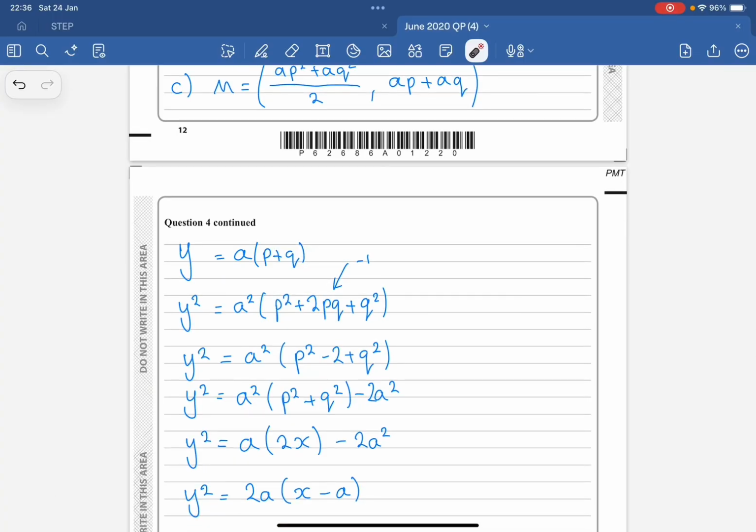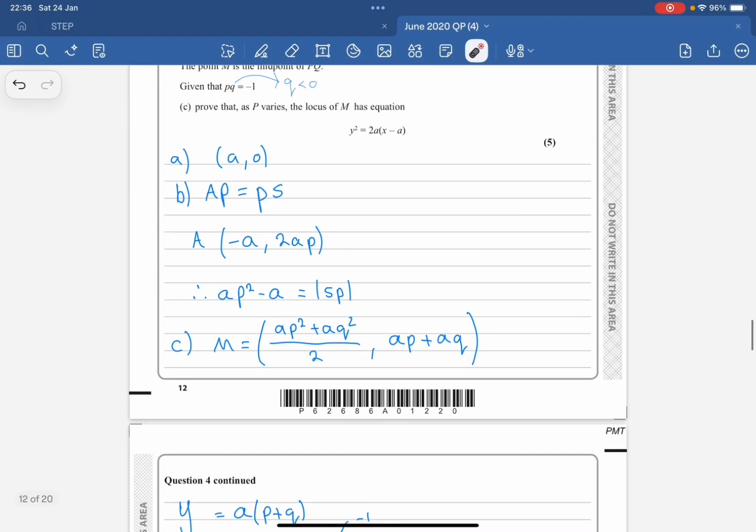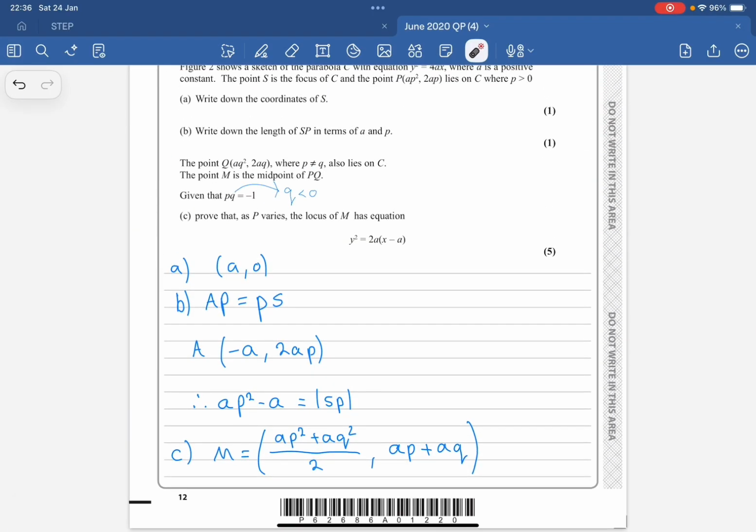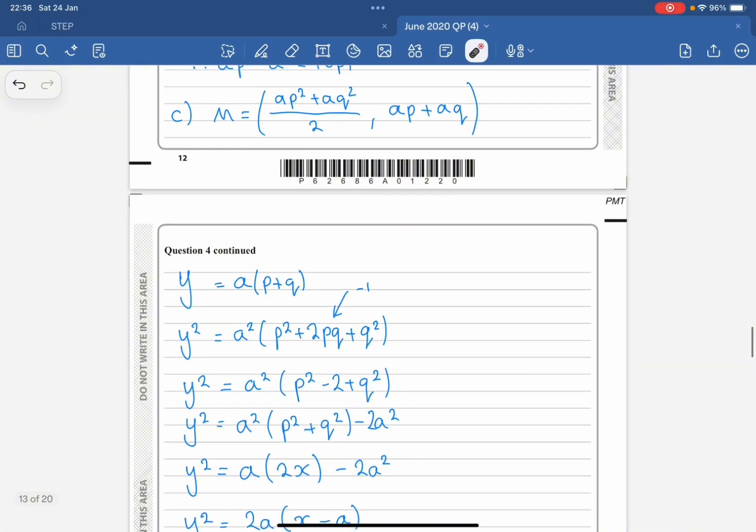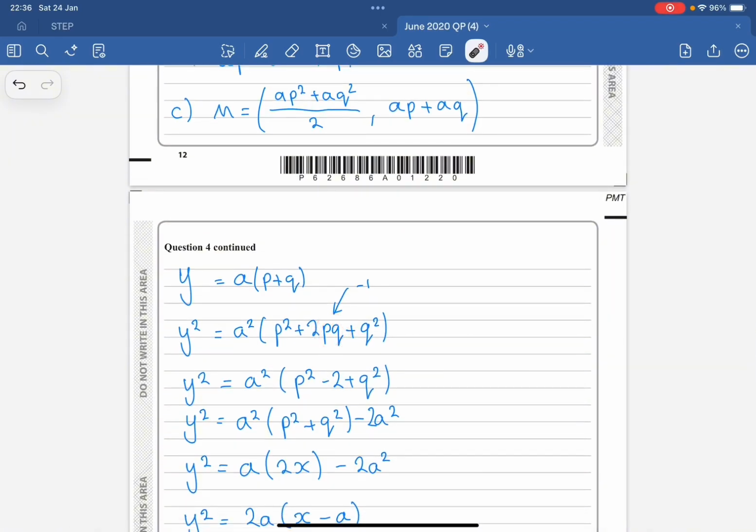Squaring both sides, we get y squared equals a squared plus a squared times p squared plus 2pq plus q squared. And it tells us earlier that pq is minus 1 up here. So we can just replace this with minus 1. And that tells us that y squared is a squared times p squared plus q squared minus 2a squared.